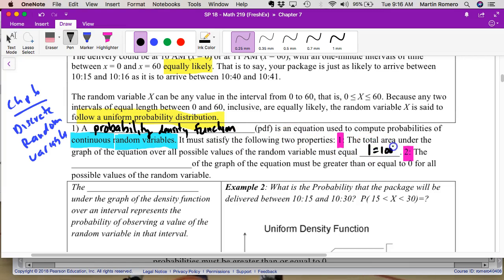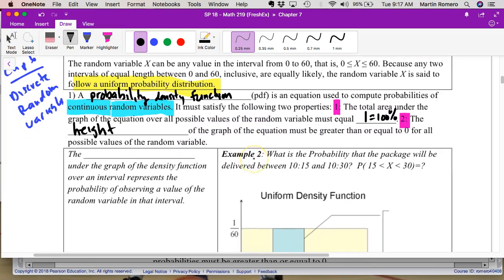Which is, again, connected to the idea of 100%. We're talking about probabilities. And then the shape of the graph of the equation must be, and what I was saying, the shape, or really what we're interested in, the height of the graph of the equation must be greater than or equal to 0 for all possible values of the random variable x. So when we make the graph, the heights have to be greater than 0. And so this is the idea of a probability density function.